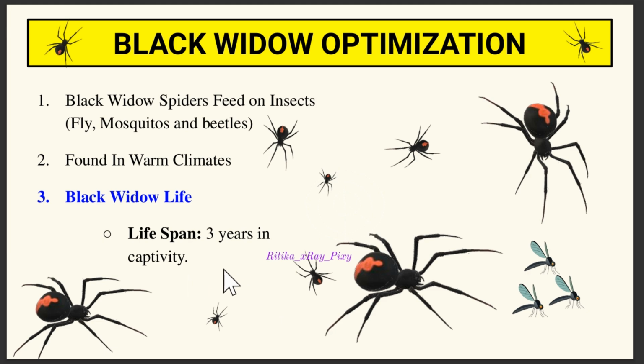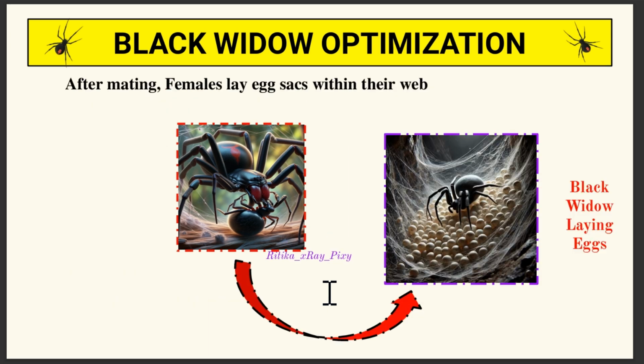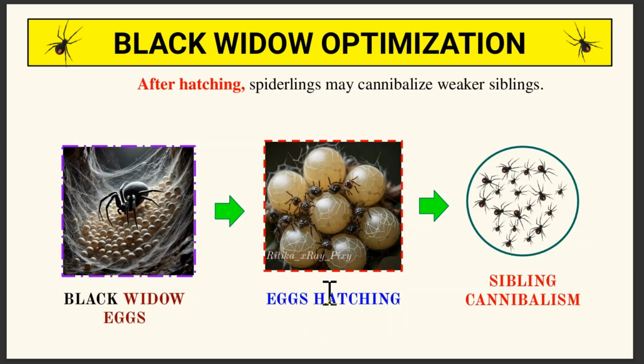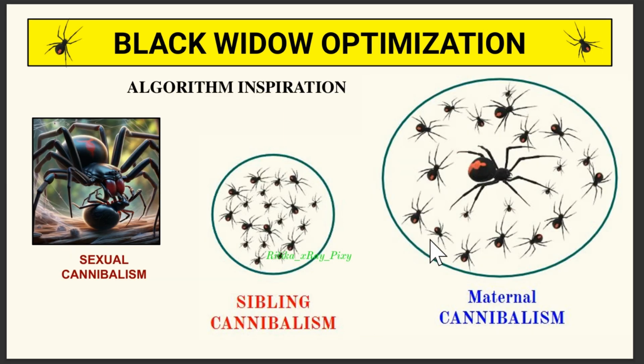Now you can see why this spider is named the black widow: the male often faces the risk of being consumed during or after mating. During or after mating, the female often eats the male. She then places her eggs in a safe sac. When baby spiders hatch, they start eating their siblings, and if they stay on their mother's back for a longer time, the stronger one might eat the weaker one and even their mother. So this algorithm is basically inspired by the unique behavior of the black widow spider.